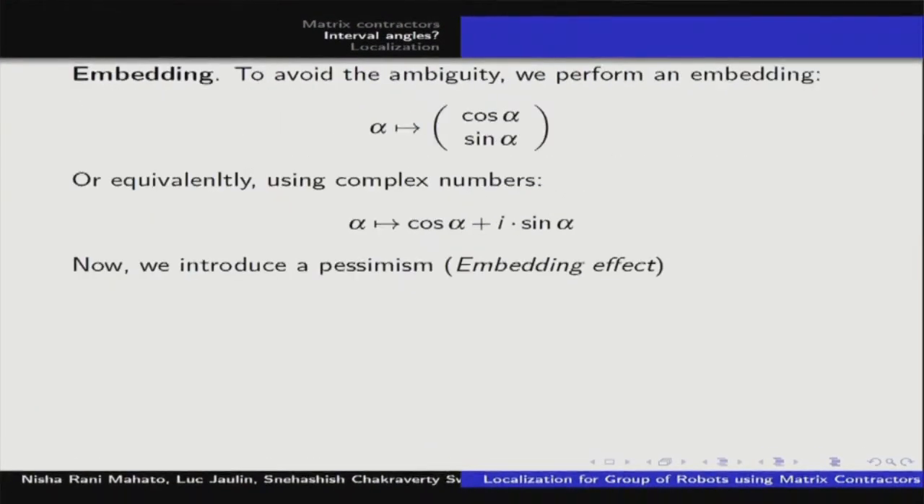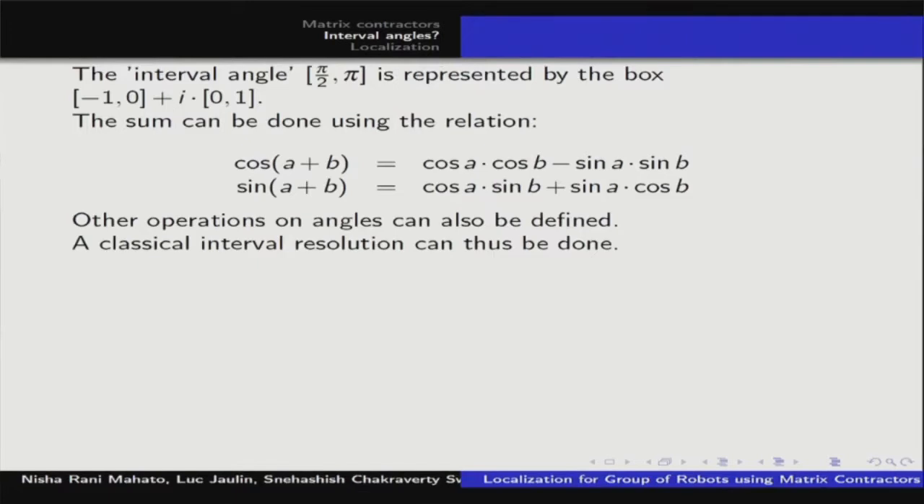Okay, so that's what I explained here. The embedding effect is explained. So how it works, we can use the cosine-sine space. I can represent an angle by its cosine and sine, and applying a trigonometric reduction, I can compute the cosine and sine of the sum, and get some interval resolution in the cosine-sine space.